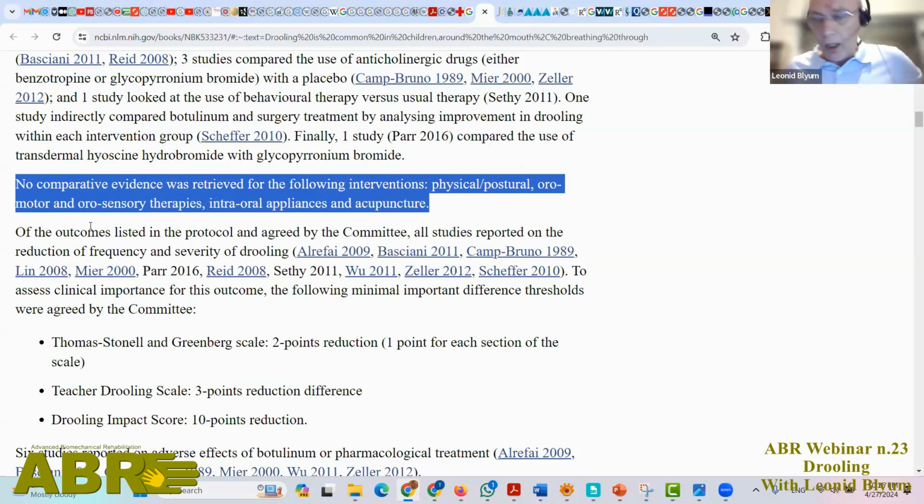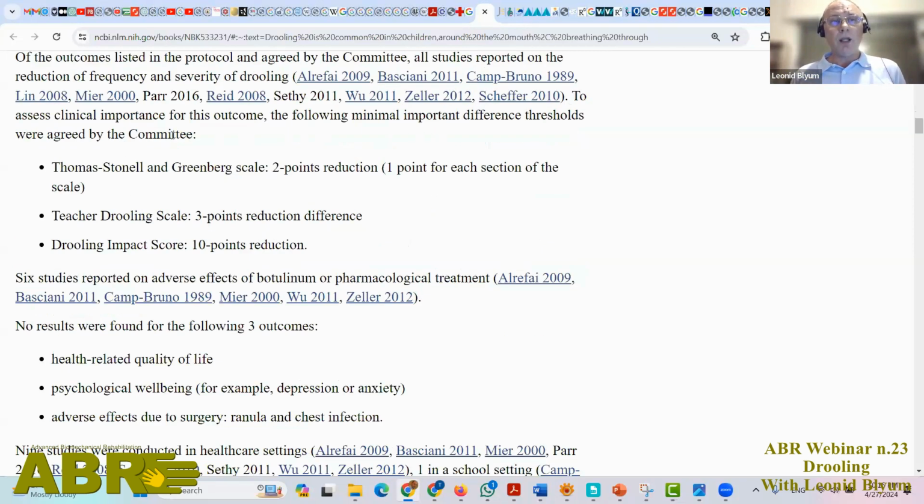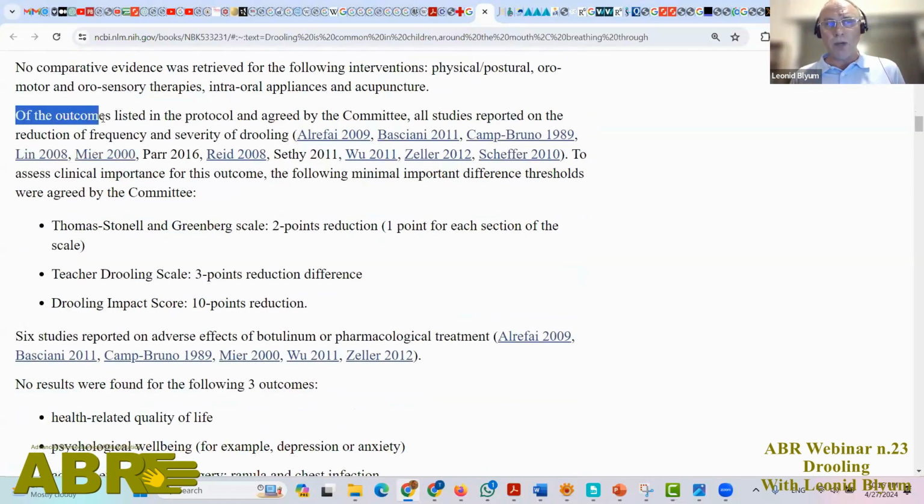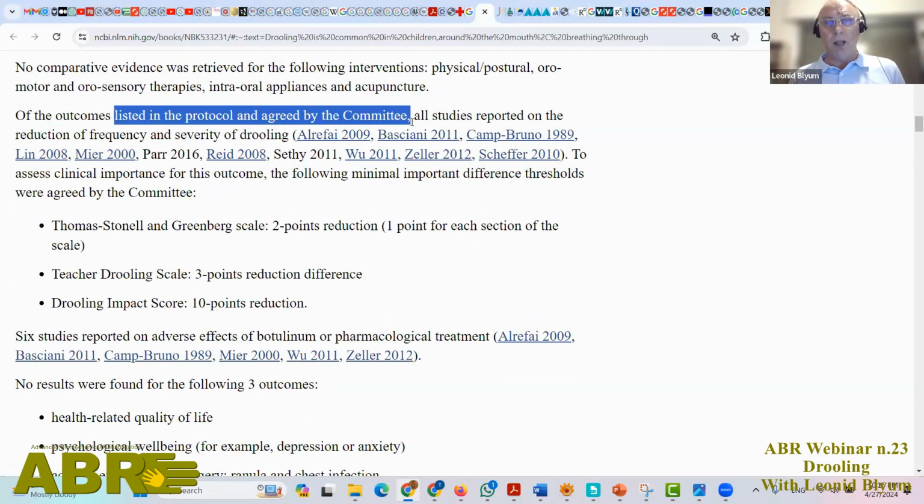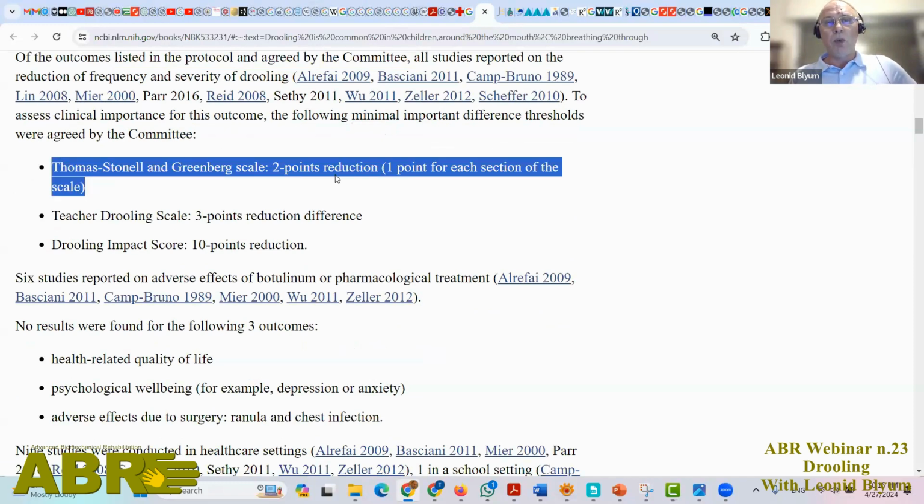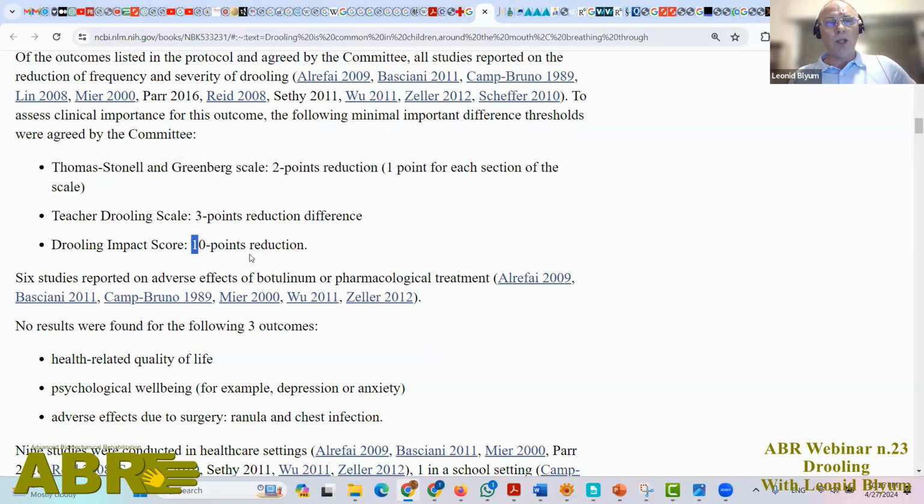So you see, there are no conclusive interventions or therapies which would help on any local thing. And then you look here, in order to be able to compare the therapies and to know the outcomes, meaning results, which are listed in the protocol and agreed by the committee, the experts in the field, they give you their clinical importance for this outcome. So 2 points reduction, 3 points reduction, 10 points reduction. These are three different measurement systems.